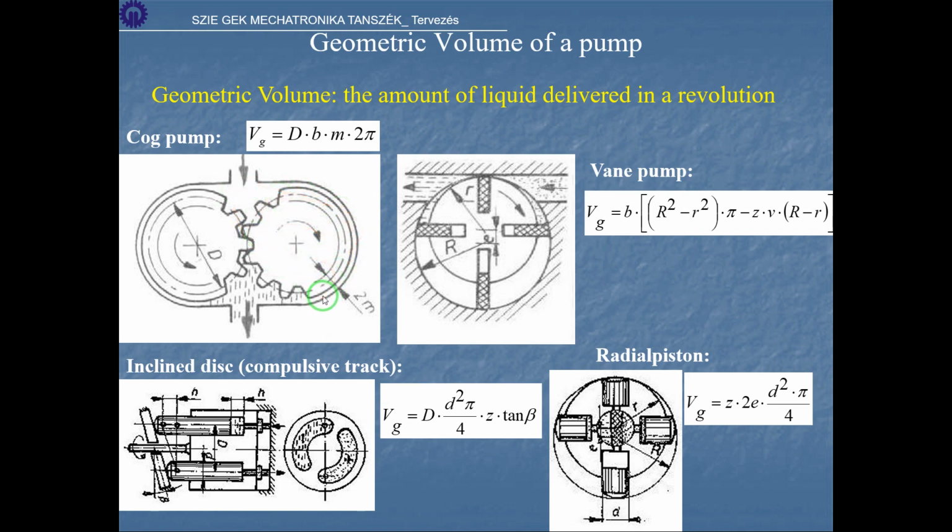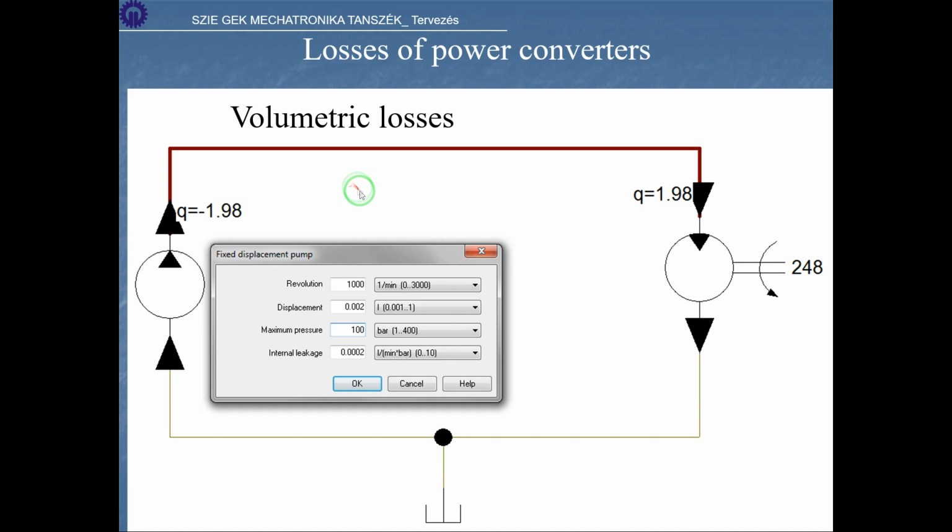Okay, because if we don't have any gap, that means I have a solid piece of metal here, and therefore we can't rotate the cogs in it. So we have a gap here, and this gap can cause a little seepage. So fluid can flow through here in the back direction as well. So basically volumetric losses are these. These are the losses that occur while the fluid is not going in the right direction.